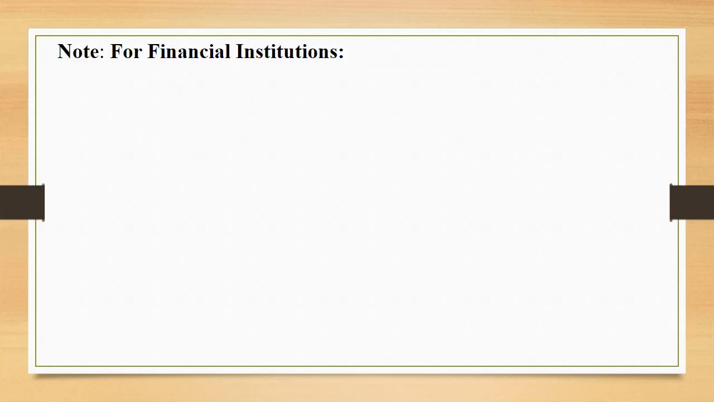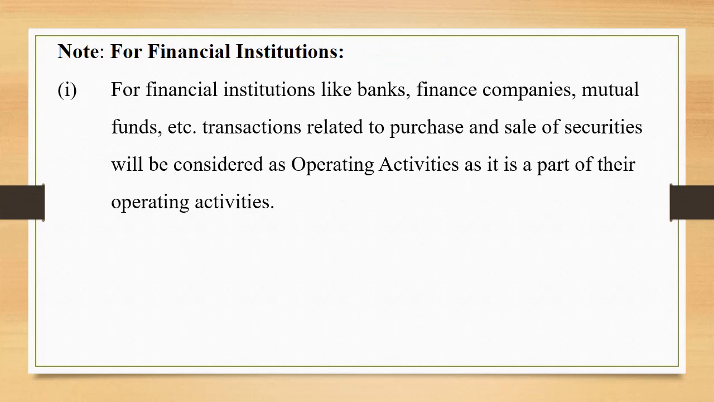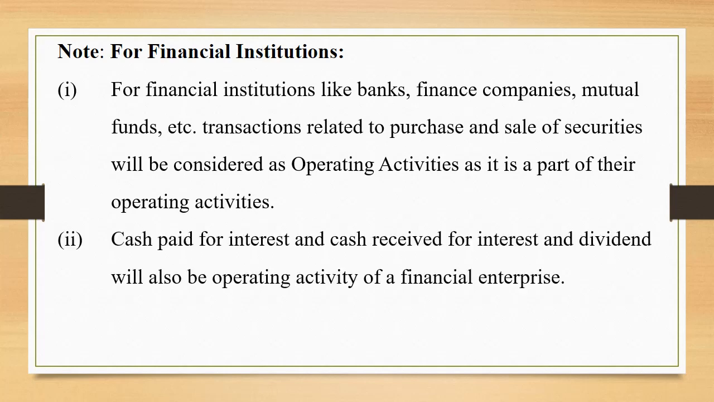Note for financial institutions. For financial institutions like banks, finance companies, mutual funds, etc., transactions related to purchase and sale of securities will be considered as operating activities, as it is a part of their operating activity, a routine activity. Cash paid for interest and cash received for interest and dividend will also be operating activity of a financial enterprise. Very important examples taking into consideration the 1-mark questions.